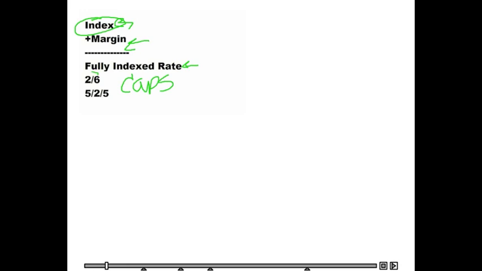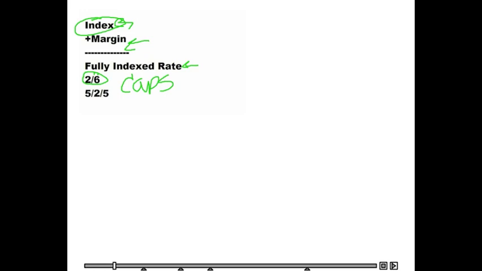So, for example, in this 2-6, what that means is the 2 is the periodic cap and the 6 is the lifetime cap. So the interest rate on each adjustment cannot adjust more than 2% up or down from the previous interest rate. Over the life of the loan, the interest rate may not adjust over 6% above or below the initial start rate. So let's just go through a few examples.